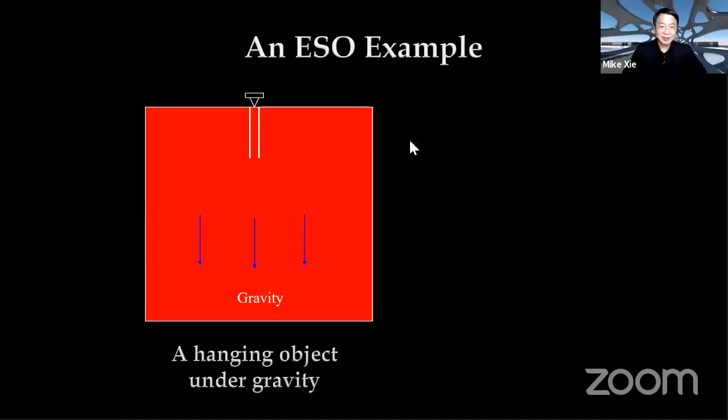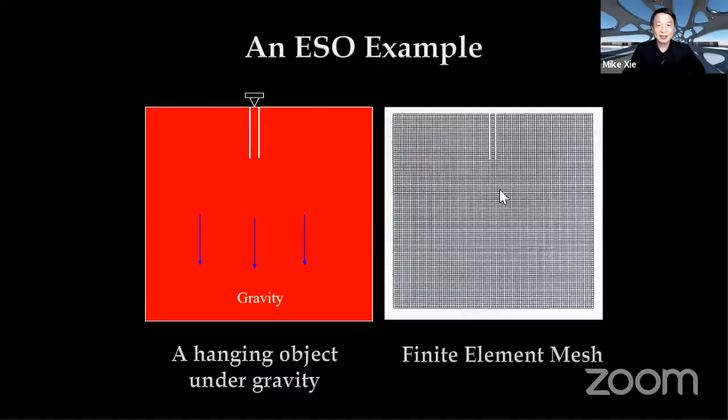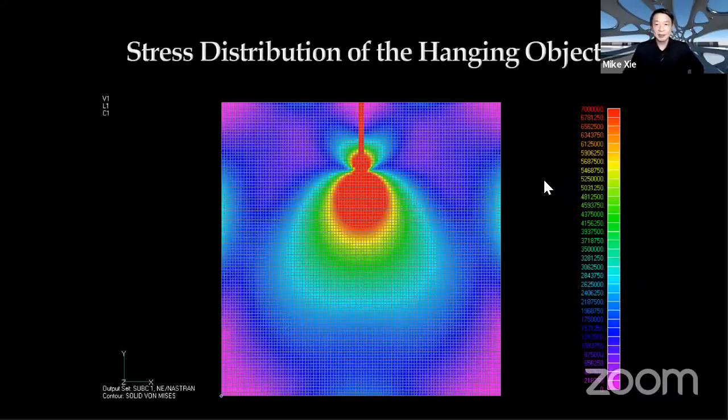If we don't know the answer, it doesn't matter. We can start from this square design and divide the design domain into small bits and pieces called finite elements. And through this standard FEA analysis, we would immediately obtain such a stress distribution. When you look at the result, you will find the four corners have very low stress, which indicates that these parts are not efficiently used from the structure point of view.